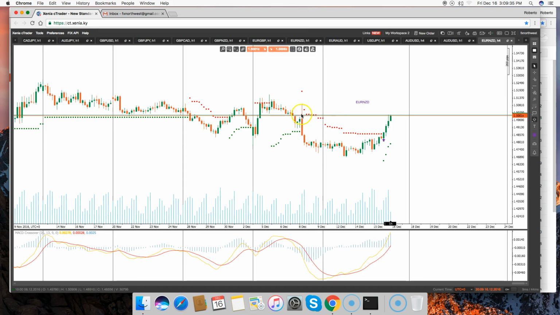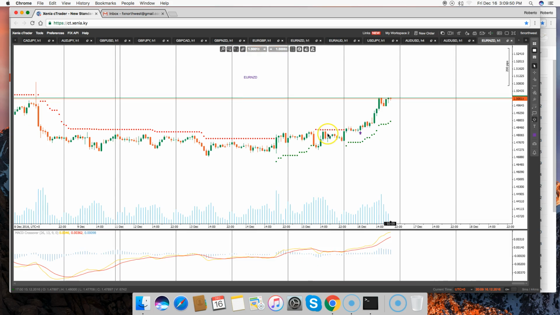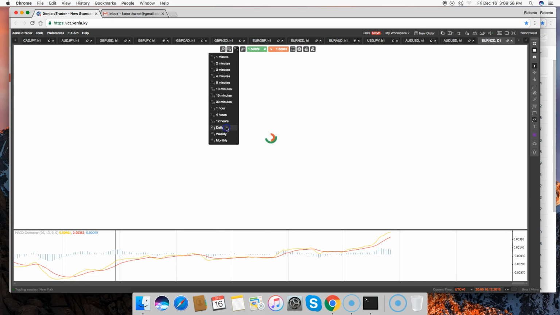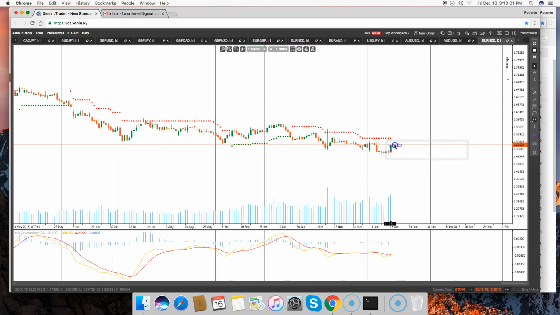Then things completely changed direction yesterday. So on the 4-hour chart, we have the super trend indicator completely reversed. So I look at the 1 hour chart and the same thing. So the 1 hour chart and the 4 hour chart on Euro New Zealand dollar are in a strong uptrend. The daily chart, however, is still in a downtrend. It looks like a nice recovery from this support level.